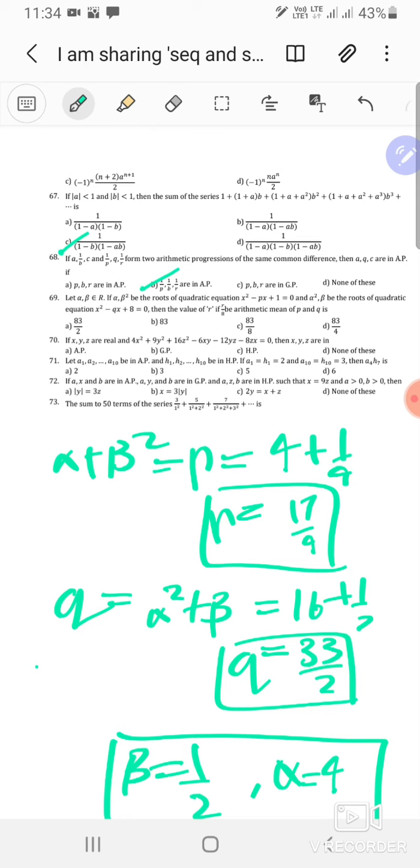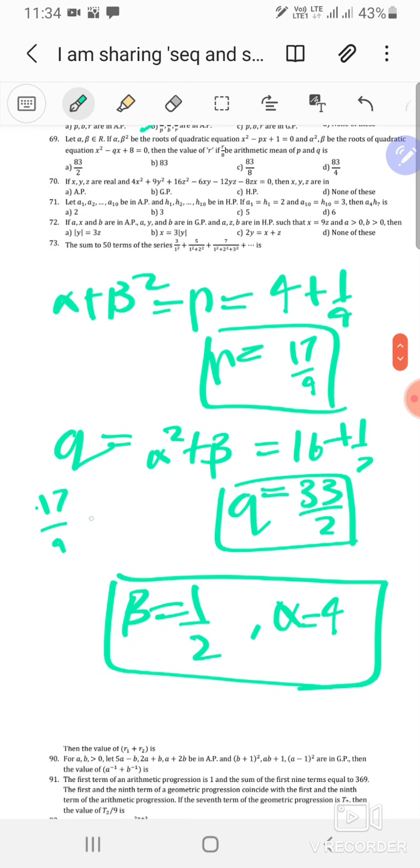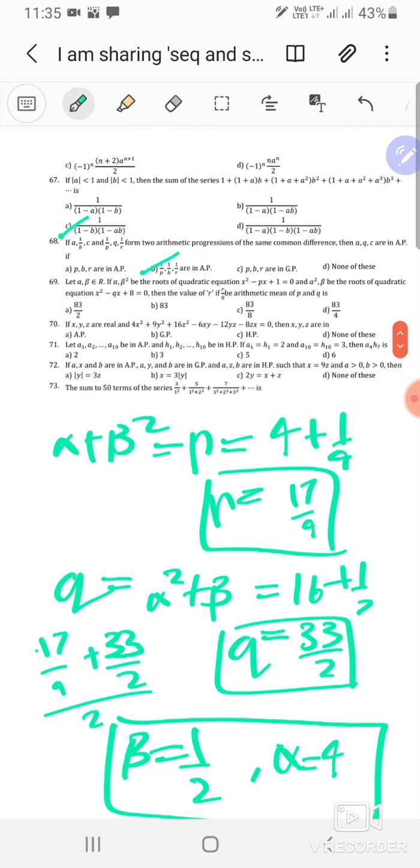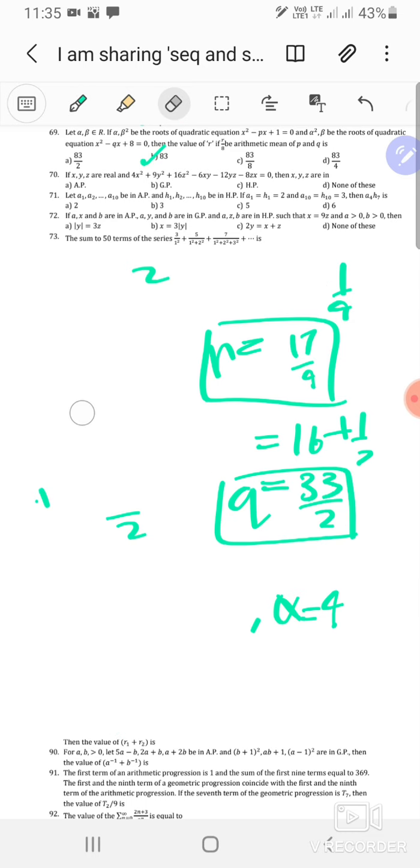So the next thing is finding the arithmetic mean. That has to be 17 by 4 plus 33 by 2 upon 2. That's supposed to be equal to 17 by 4 plus 66 by 4, so that has to be 83 upon 8 in that case. Fine. And this is supposed to be equal to r by 8. So what's the value of r? It's just 83. There you go. That was easy. So let's move on.